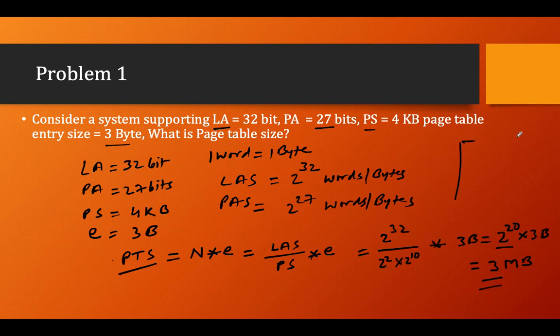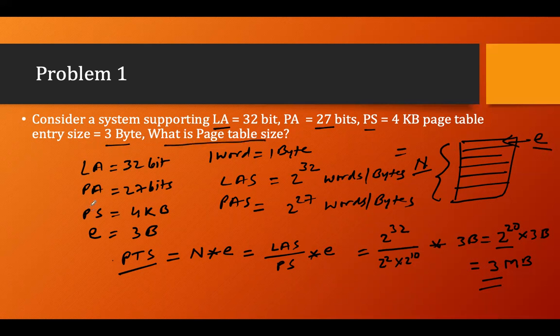As you know, we have entries in the page table. The total number of entries is n, and each entry is of size E. How is n calculated? N is calculated as logical address space divided by page size, and then the entry size is given as 3 bytes, right? This is how we calculate the page table size.